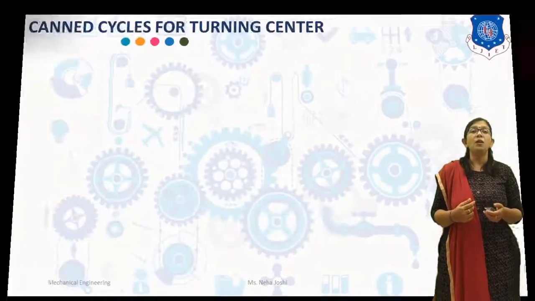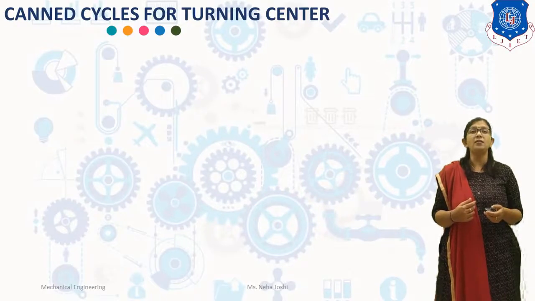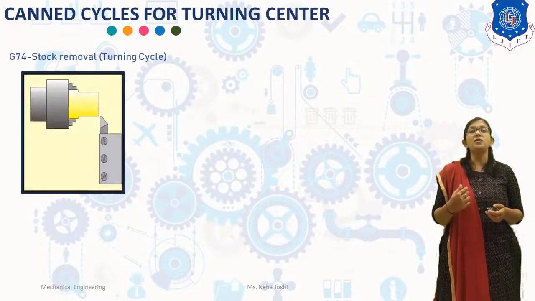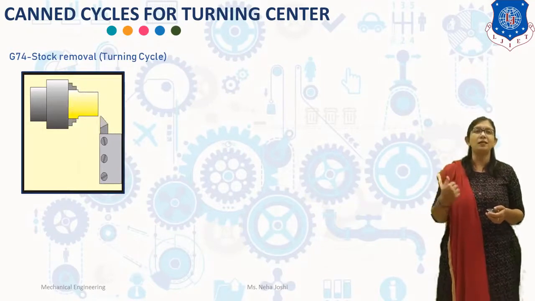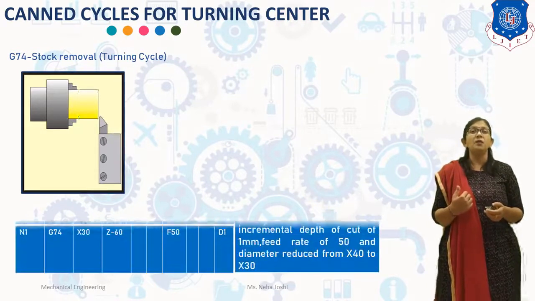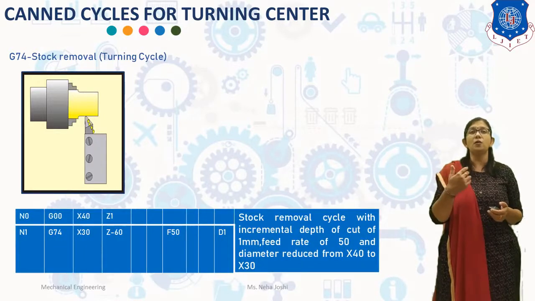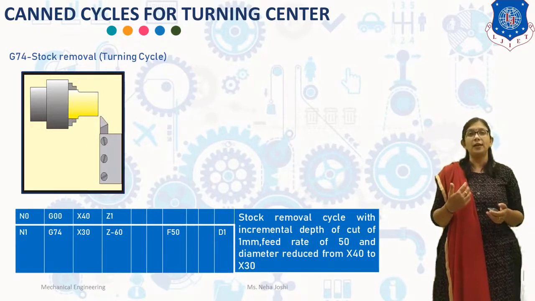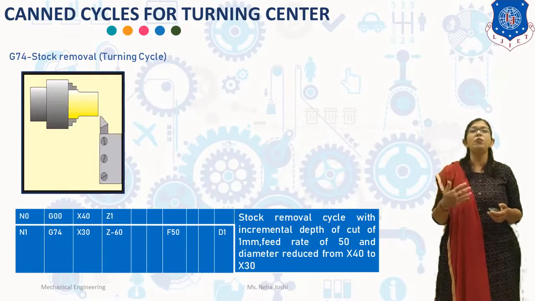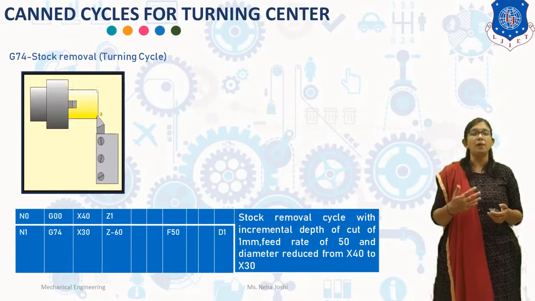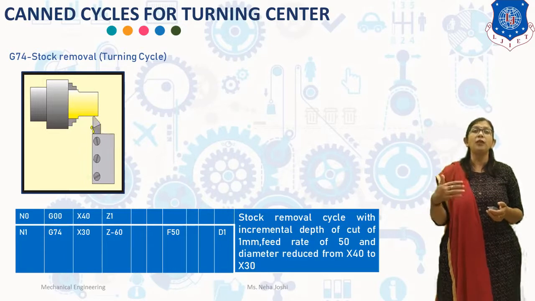Okay. Now the next canned cycle is G74, which is known as a stock removal cycle for the turning center, as you can see here in the diagram. We will now discuss the steps in the stock removal cycle. Suppose the diameter of the bar is 40 mm and we have to reduce it to 30 mm up to a length of 60 mm.